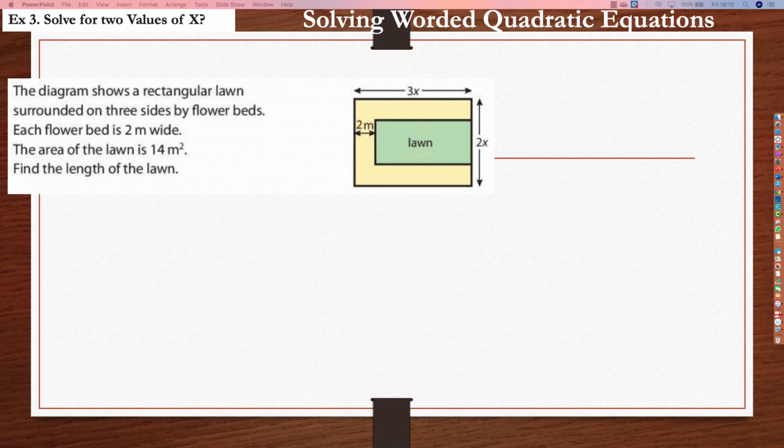Why is it 2x minus 4? There's 2 here, and 2 down here. It's 2 to there, and it's 2 down here, whereas over here it's just there to there. So that's why it's 3x minus 2 there, and 2x minus 4, because you've got 2 against either side. Right, so you've got me the figures. How am I going to use them to get 14?